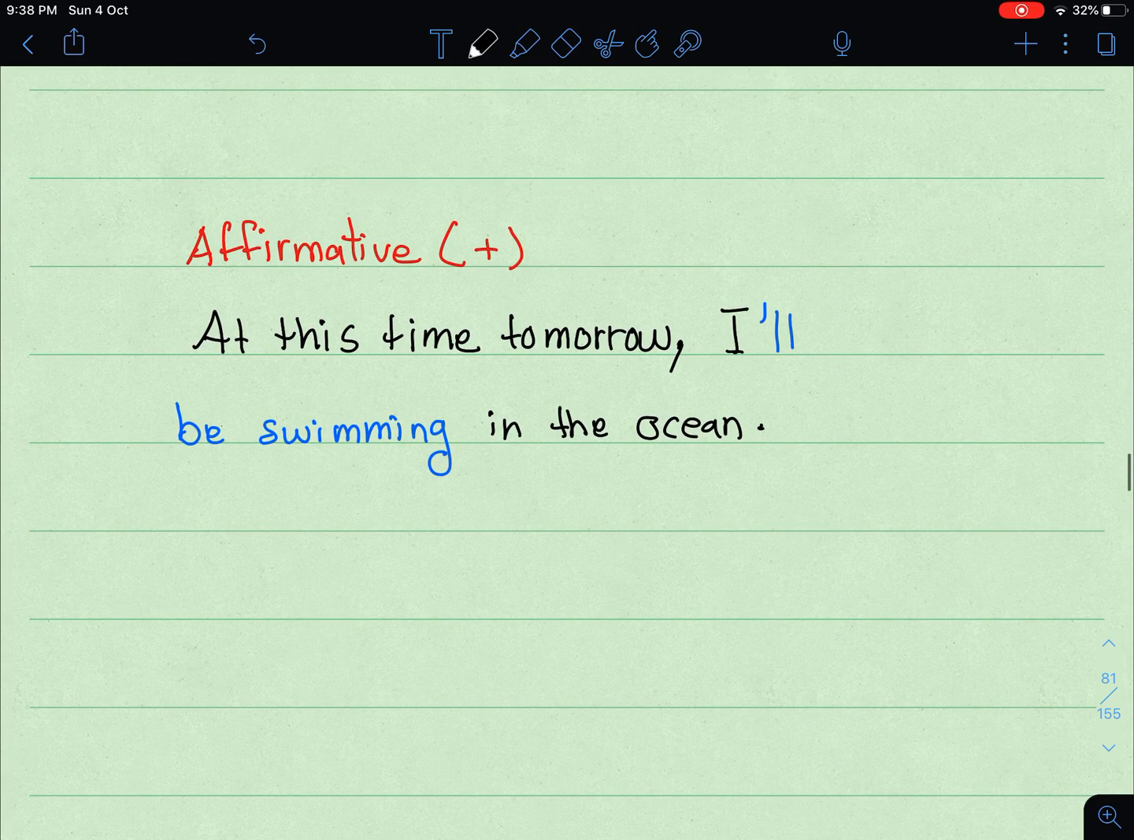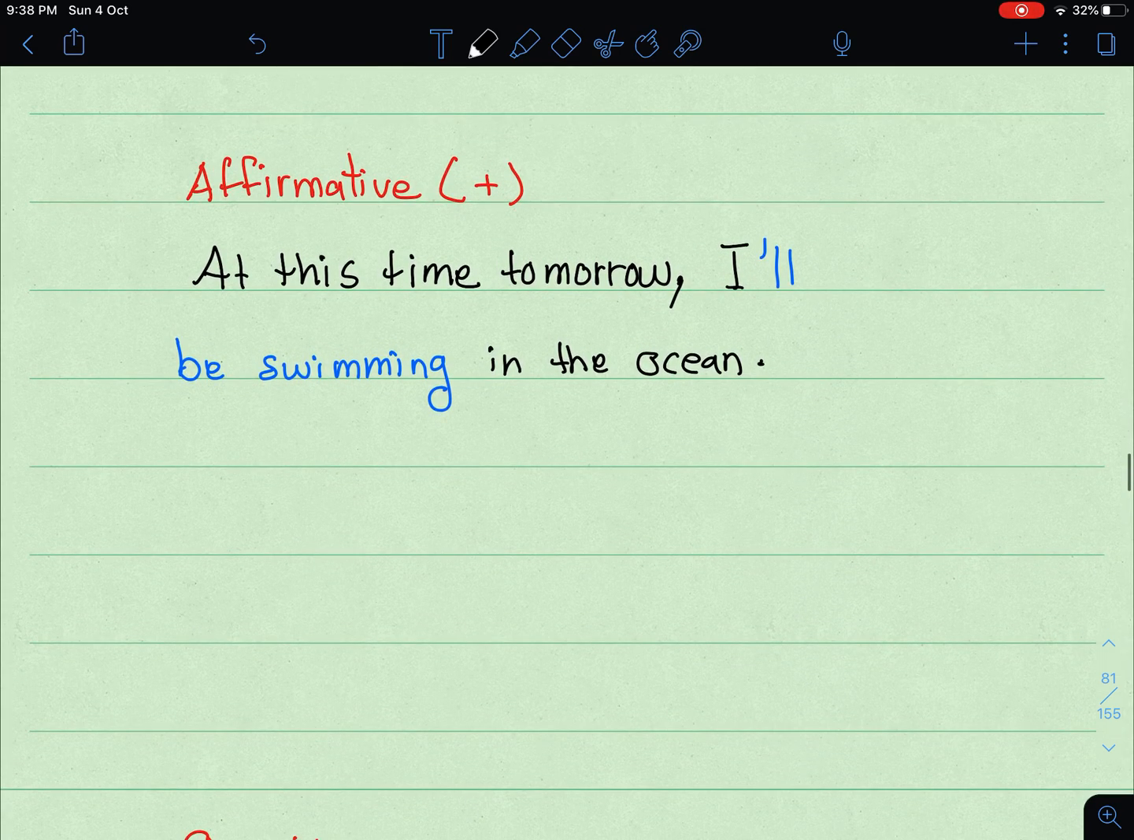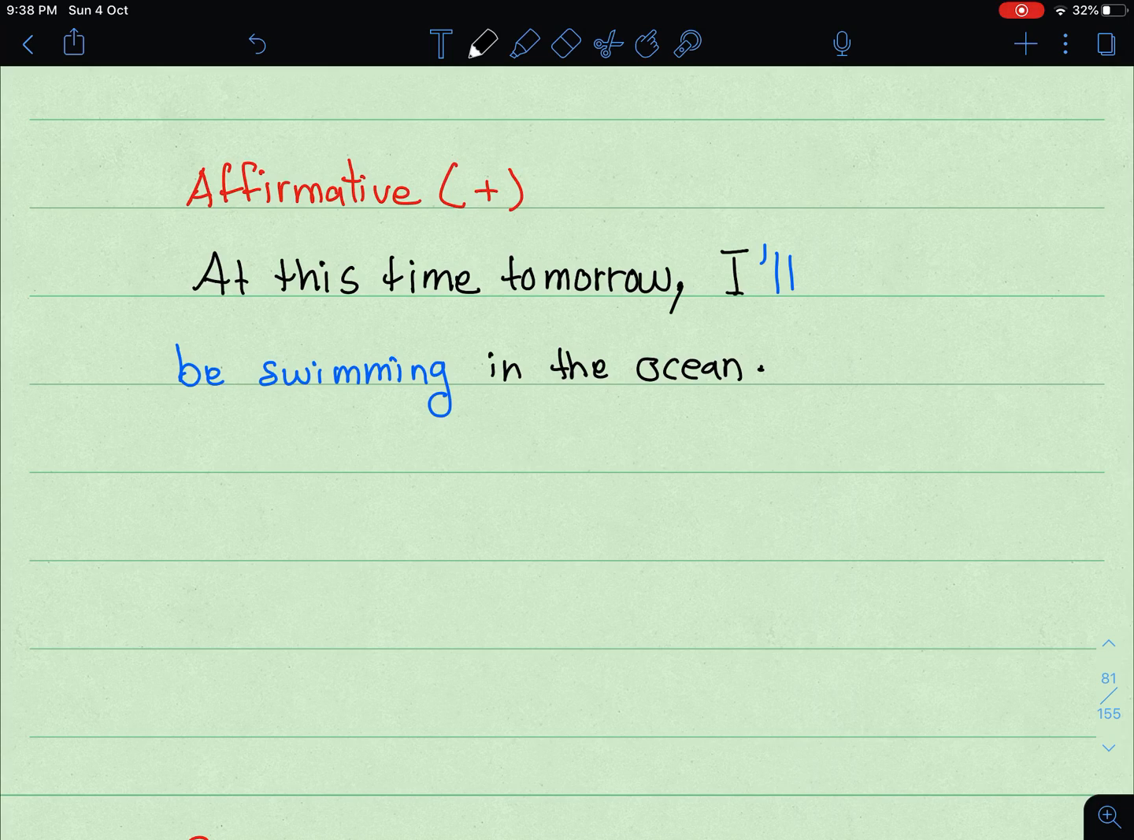Now let's take a look at the affirmative here. Okay, the affirmative. At this time tomorrow I'll be swimming in the ocean. I'll be swimming in the ocean. So right now, will be swimming, this is what we call the future progressive. Future progressive means that an action will continually happen in the future, or will be in progress in the future. That is, it will continue to happen for a period in the future.